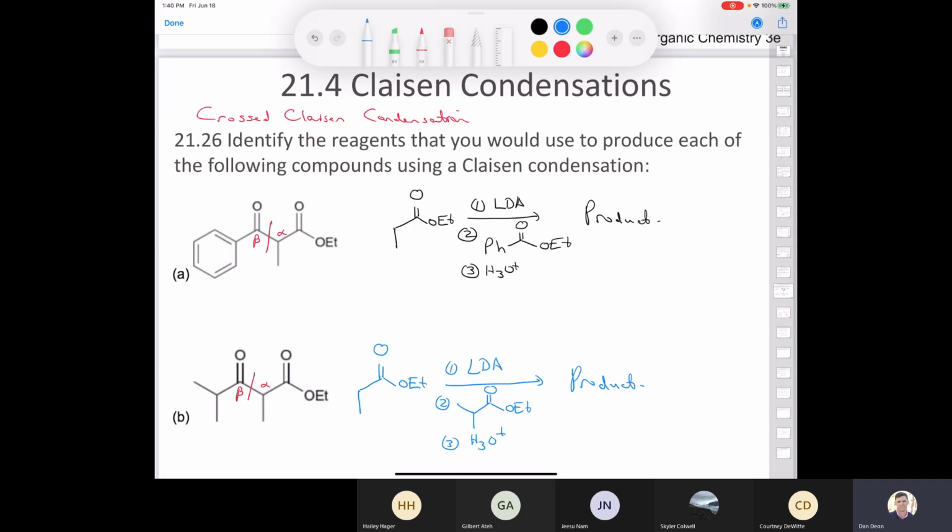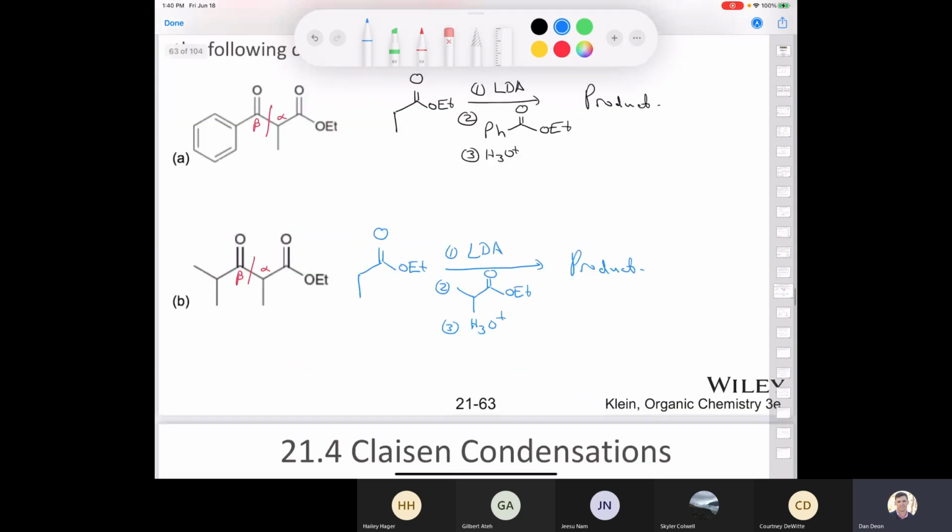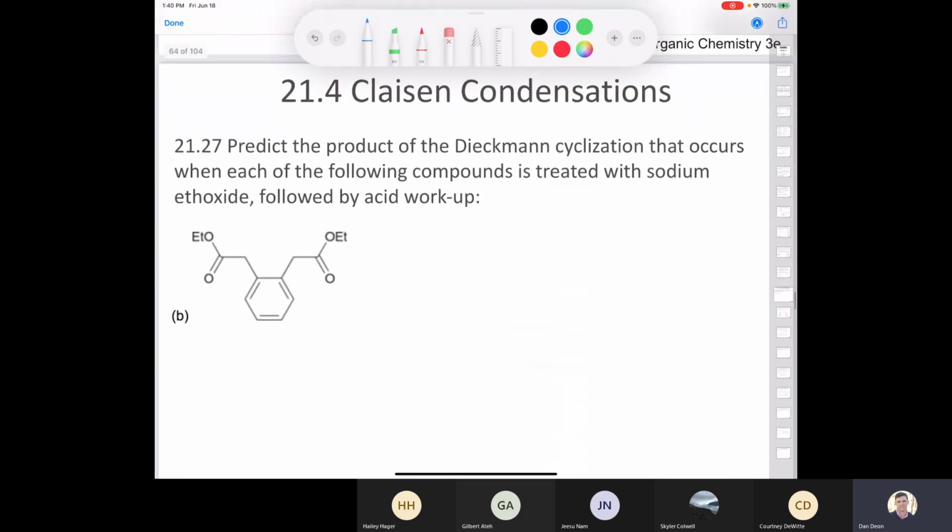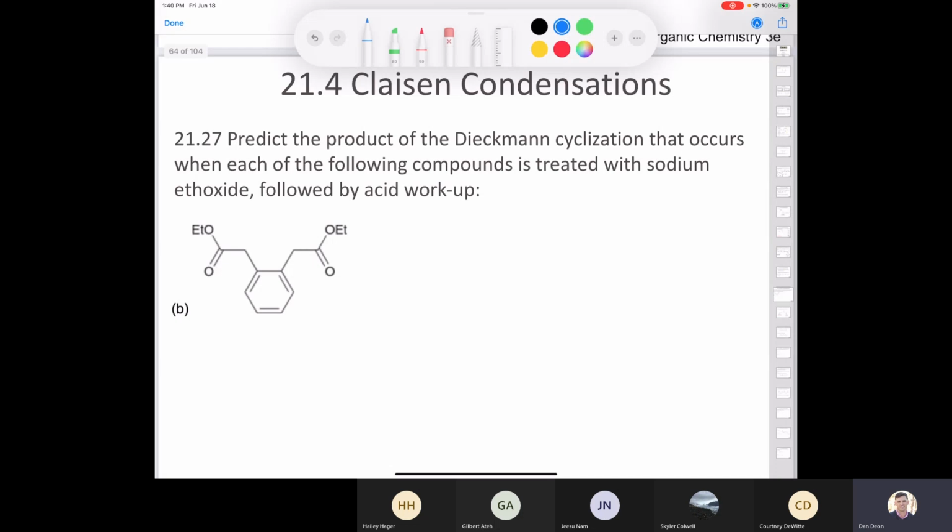Because the next one, we're going to turn up the heat a little bit, like the old frog in boiling water analogy. All right, so let's turn up the heat a little bit, and let's take a look at this one here, because now we want to take a look at a Dieckmann cyclization, okay? And I actually want to try and draw the mechanism here.